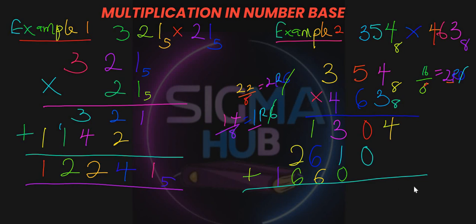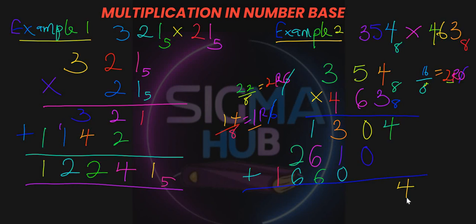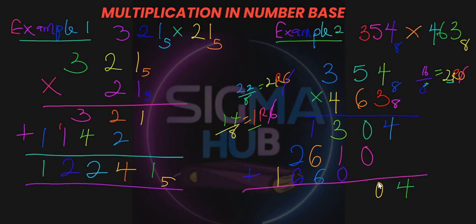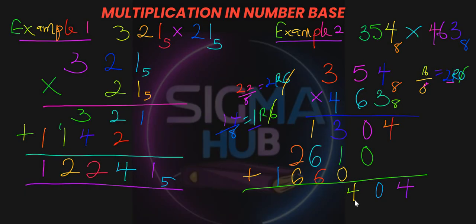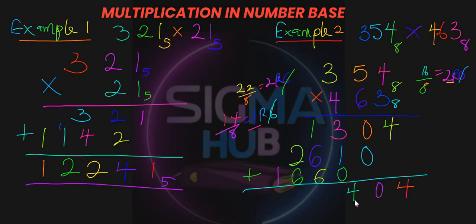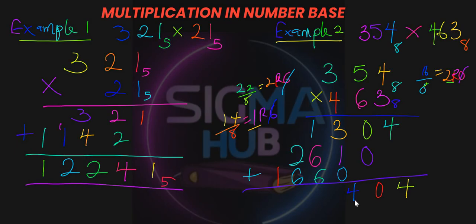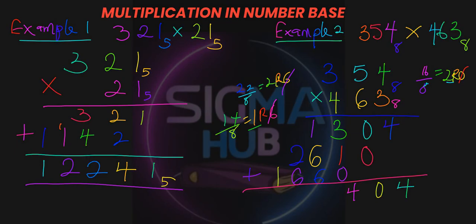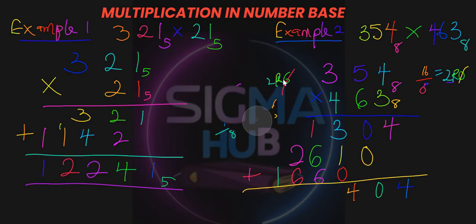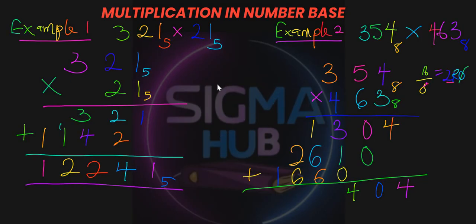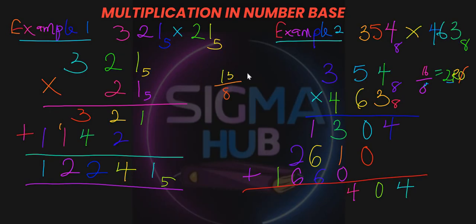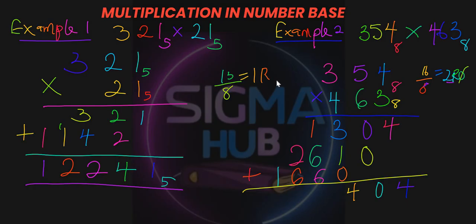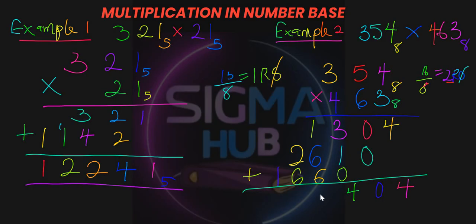So we have 4. So we have 0. We have 3 plus 1 is 4. We have 1 plus 6 is 7. Then plus another 6. That's 13. But I cannot write 13 in base 8. So instead, I'm going to do the same thing that I've been doing. So I'm going to divide 13 by the base, which is 8. So 13 divided by 8 is 1 remainder 5. So I'm going to write the remainder, which is 5.